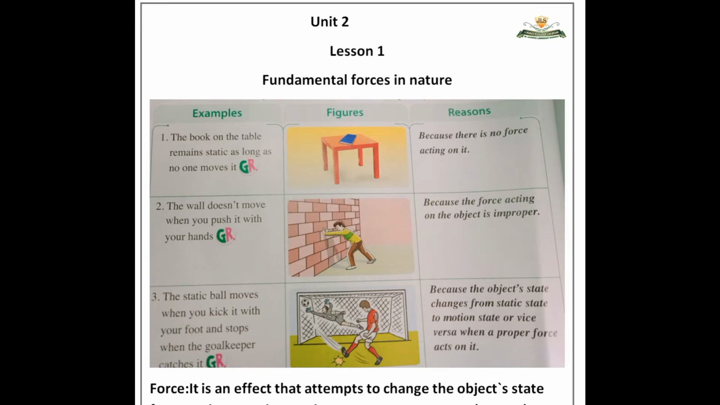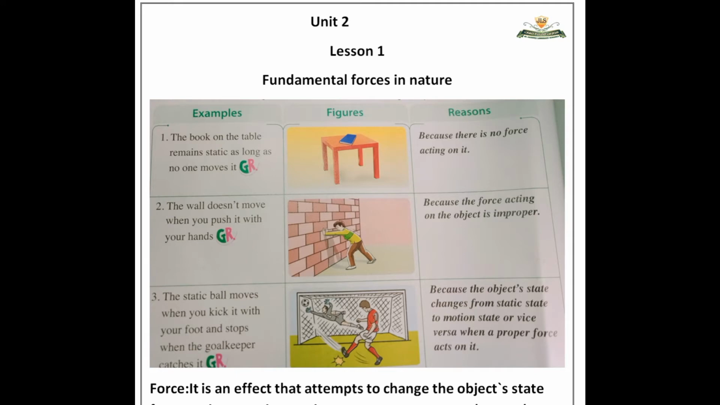Today we will start a new unit, force and motion. Lesson 1: fundamental forces in nature. What is the meaning of fundamental? Fundamental means most basic, the most basic or important parts of something.